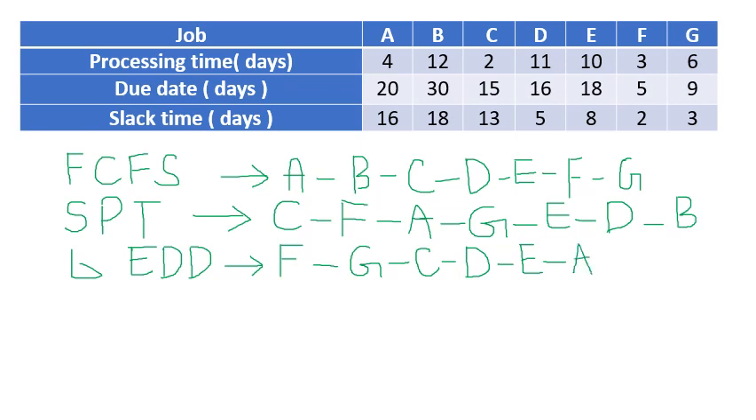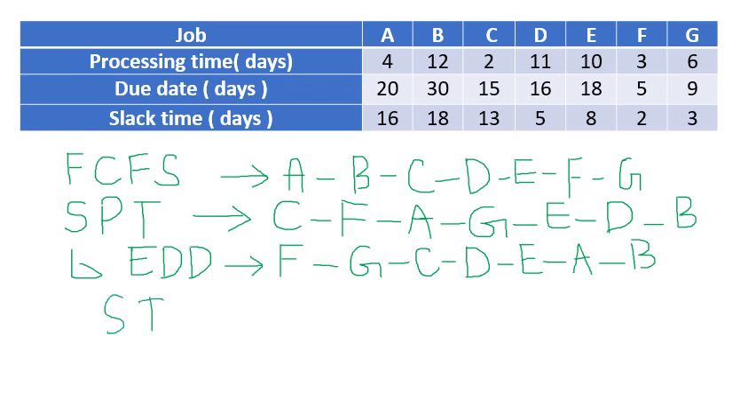Just look at the table above. Look at the due date row, and according to the minimum, first place that particular job which has the minimum due date. So the EDD rule will give you a sequence of F, G, C, D, E, A, B. Now let us look at the STR rule.